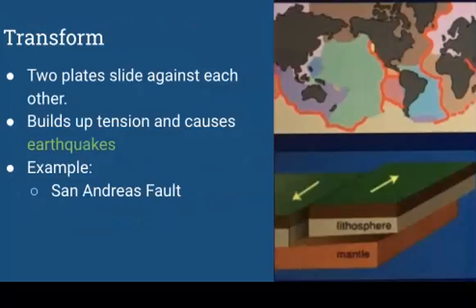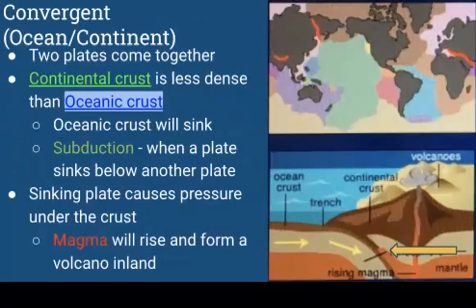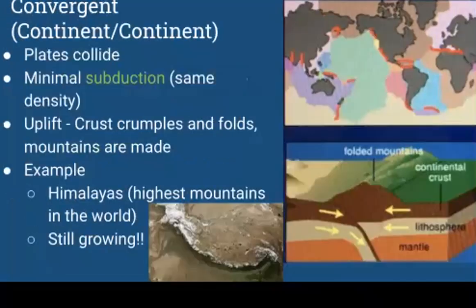Transform is when your plates slide side to side. These guys cause earthquakes. Divergent is when your plates move apart, and it actually causes sea floor spreading. And then we have convergent boundaries. Now, we have two types, because if you have an oceanic plate, it's more dense. It's going to subduct or go under the continental plate. It's going to heat and pressurize into molten magma, and this is what causes our volcanoes. Another way to have a convergent boundary is by them both being continental plates, and they crash into each other, forming mountains. Okay.